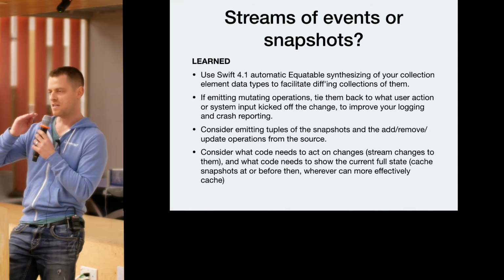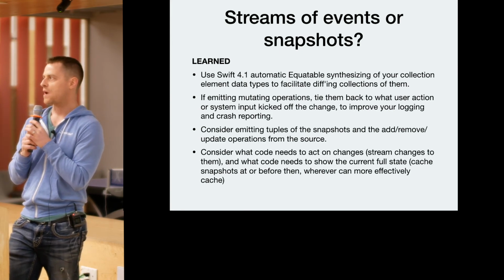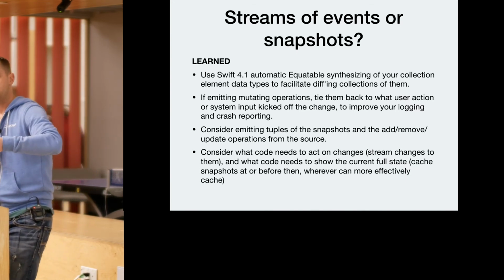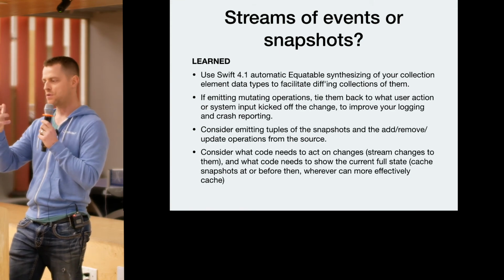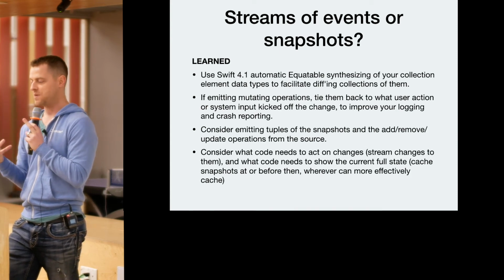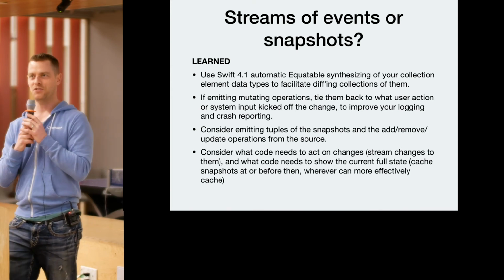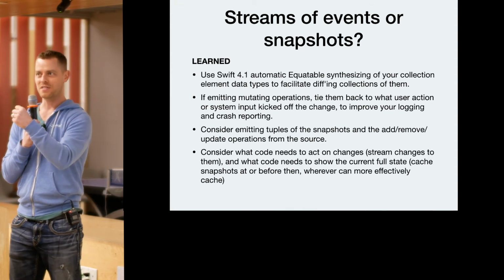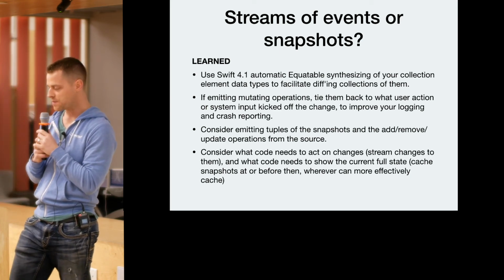If you're emitting these mutating events, like I showed, add and remove, maybe don't make them so abstract. Tie it to a user event or some real world thing that happened. So when you're doing your crash logging, your analytics, or you're debugging, you have a much better sense of what really happened in that stream. And then who knows, just do it all. Maybe put tuples where you've got your snapshot and the mutation that just created that snapshot. So you just have it all and you're not constantly recalculating at every subscription of that stream.